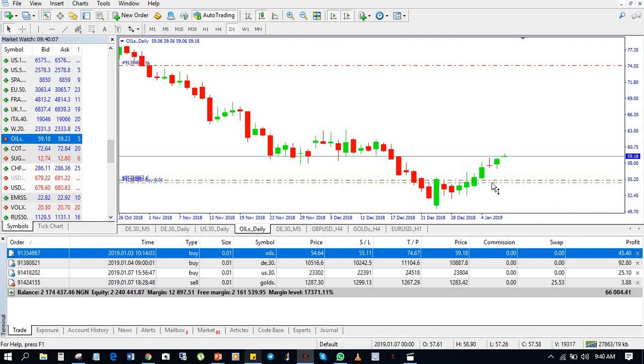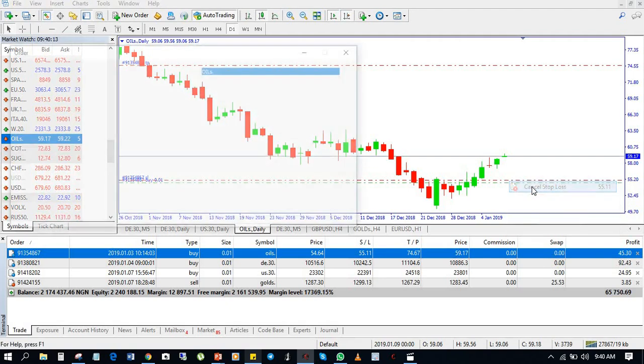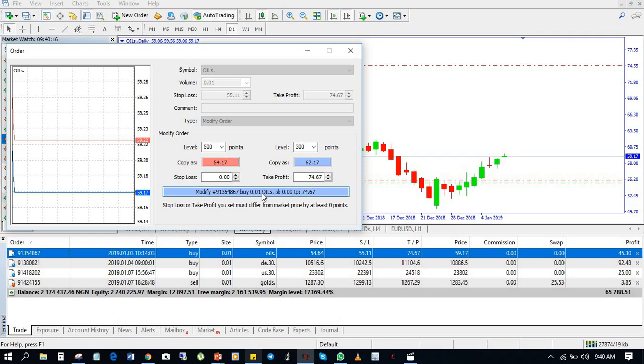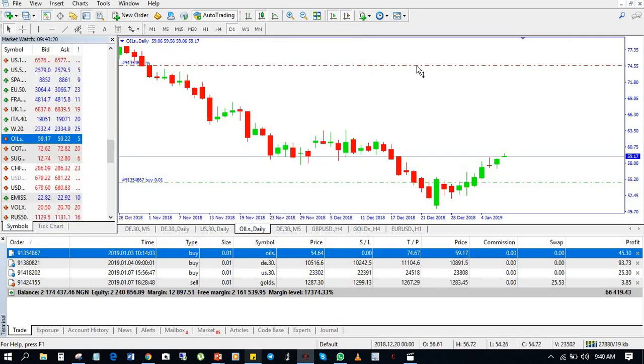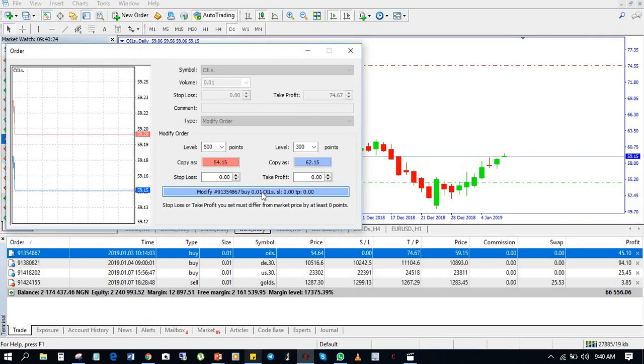Okay, so now let's quickly do something. Let me remove this stop loss right now so that we can set take profit and stop loss together. So let me cancel the stop loss. That's how to cancel the stop loss. Just right click and click on cancel, and that one will disappear. Again, also right click here, click on cancel, take profit, and that one will also disappear.